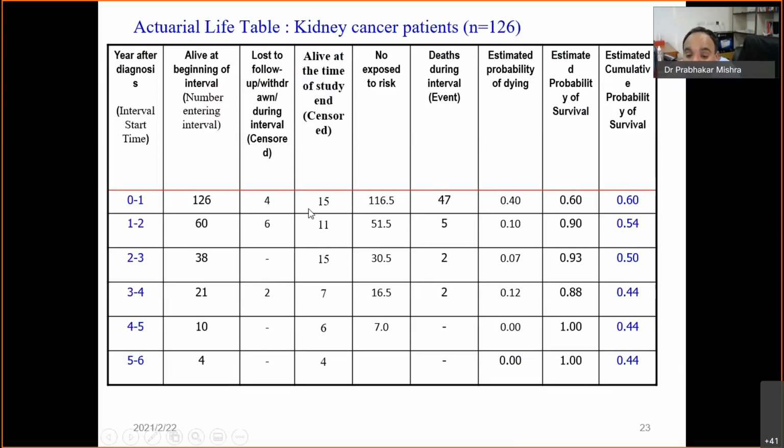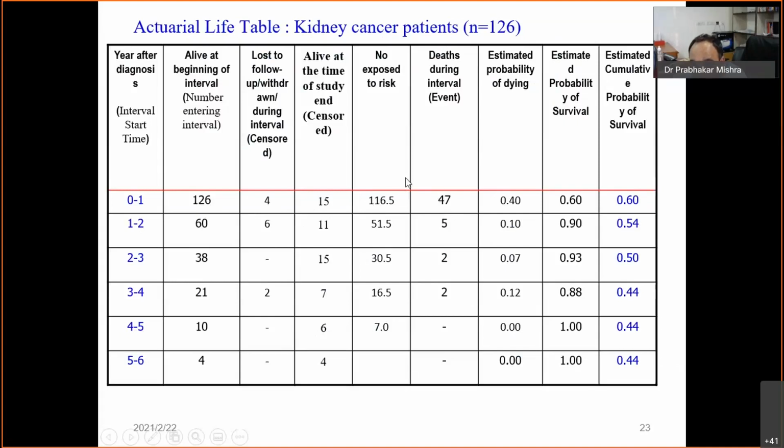We assume the censored patients during the 1 year, meaning up to 6 months, are 19/2, which equals 9.5. So 9.5 patients were censored at 6 months or earlier, and 9.5 patients at 6 months or later, because 15 plus 4 equals 19, halved at the median time. So 126 minus 9.5 equals 116.5. So in the first year, 116.5 patients were available for death, and out of them 47 died.